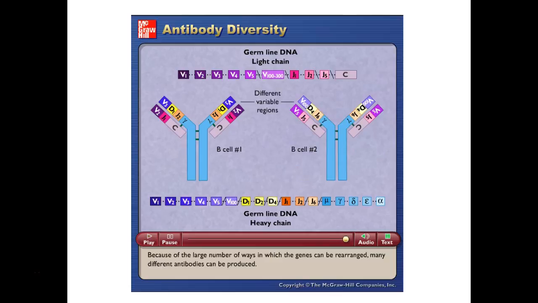So it's very similar to the lottery, right? Where you have a set number of numbers you can choose from when you play the lottery. So we have a set amount of DNA, and we pick numbers at random of segments of that DNA to make our antibodies and our T cell receptors, so that each B cell and each T cell is unique.